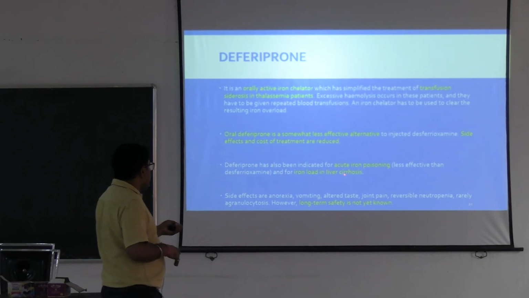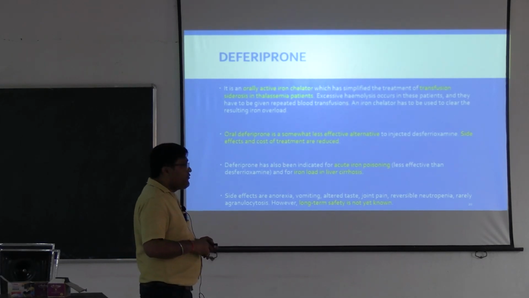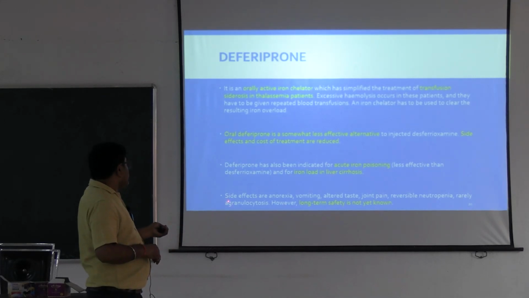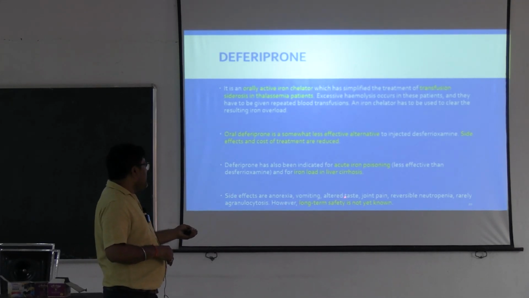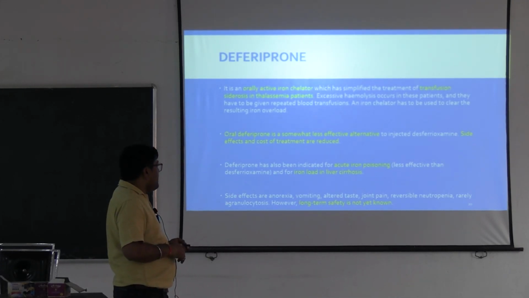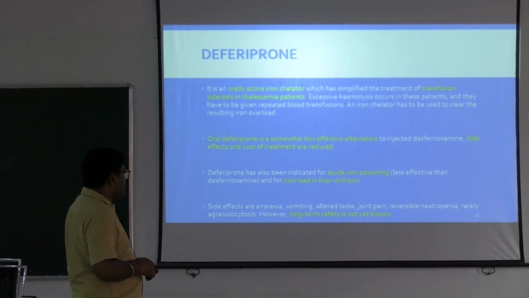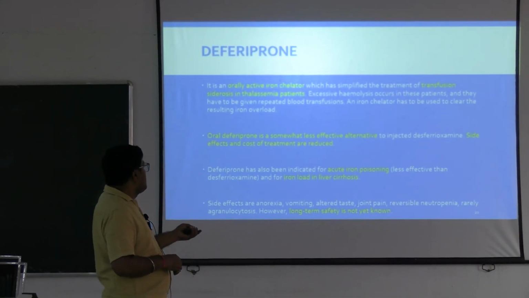Deferiprone has been indicated for acute iron poisoning and for iron overload state even in liver cirrhosis. Side effects are anorexia, vomiting, altered taste, joint pain, reversible neutropenia and rarely agranulocytosis. However, long-term safety is not known. That's all.